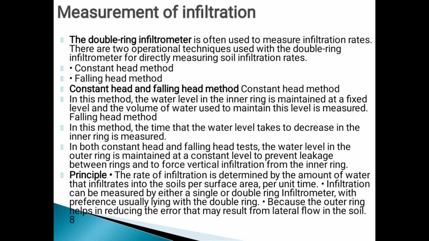While in falling head, the water level decreases, and the drop in the inner ring is measured. In both constant and falling head, the water level in the outer ring is maintained at a constant level to prevent leakage between rings and to force vertical infiltration from the inner ring. The principle behind this is: the rate of infiltration is determined by the amount of water that infiltrates into the soil per surface area per unit time. Infiltration can be measured by either single or double ring infiltrometer, with the preference usually lying with the double ring, because the outer ring helps reduce the error that may result from lateral flow in the soil.